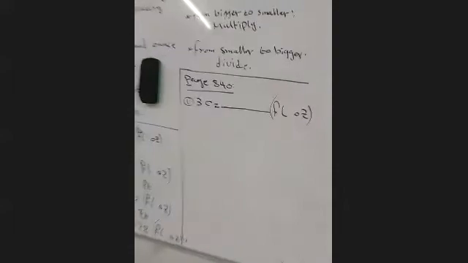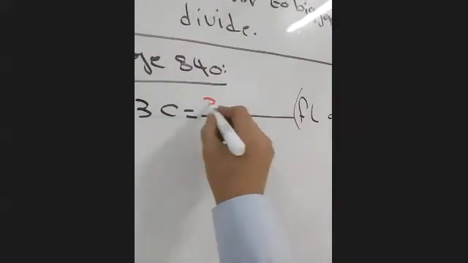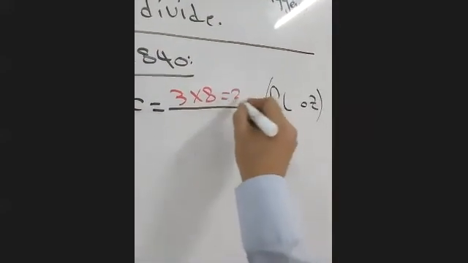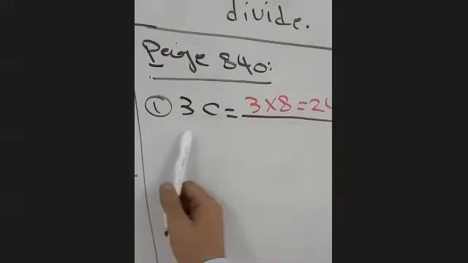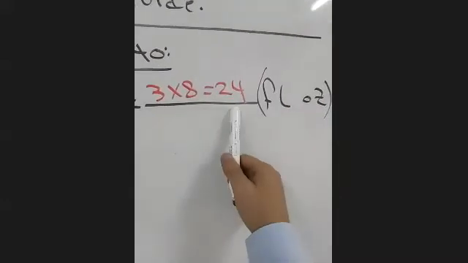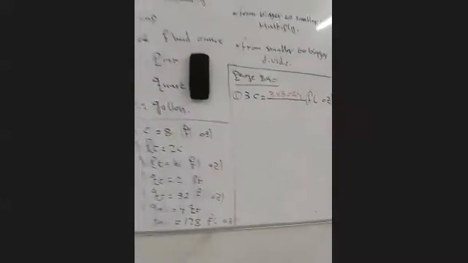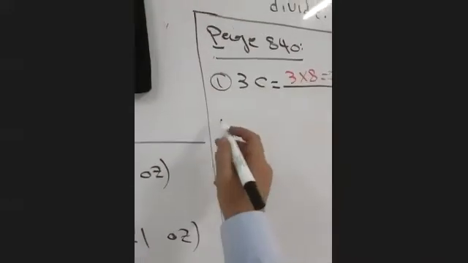We multiply by 8. So 3 multiplied by 8 is 24. It means each 1 cup equals 8 fluid ounces. How about 3 cups? 24 fluid ounces. This is question 1.